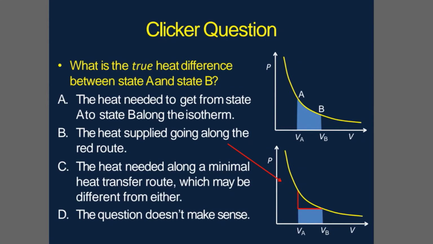Here is a clicker question. What is the true heat difference between state A and state B? Two figures are given. In both figures, P is taken along the y-axis and V is taken along the x-axis.